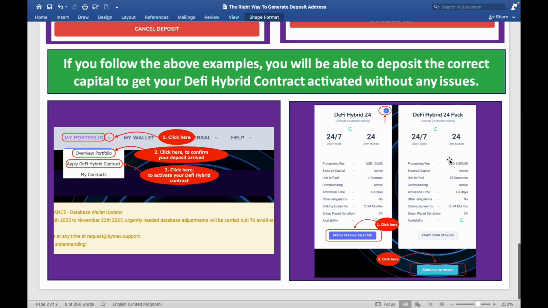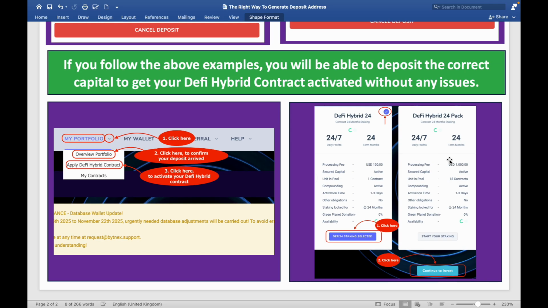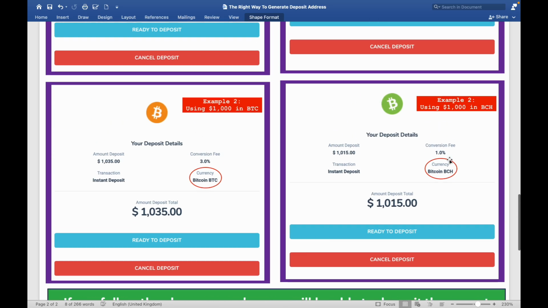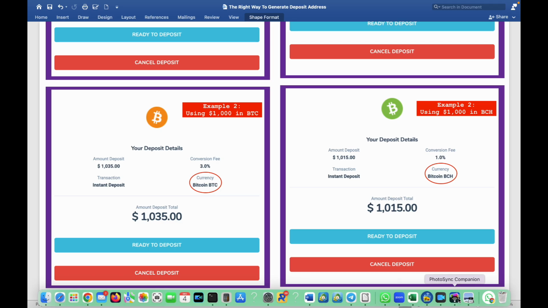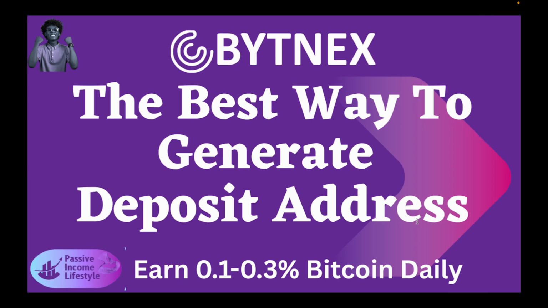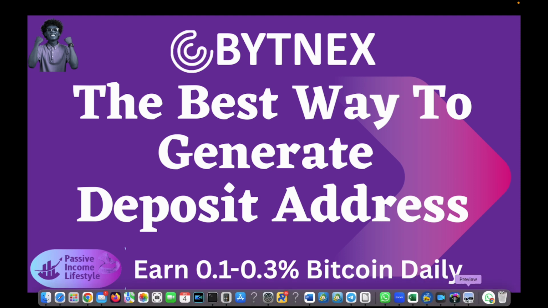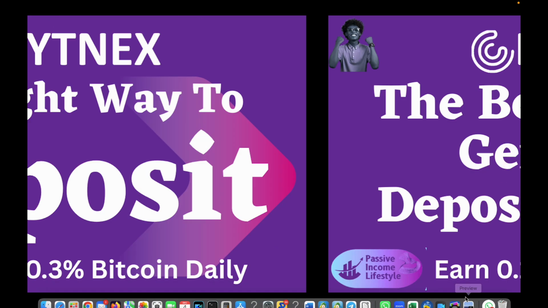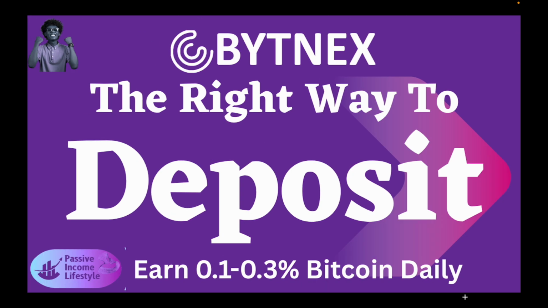So this is it. Thank you guys. I hope this video helps you to know how to generate the correct amount of money to deposit into your Bytnex account. This is the best way to get it done. I've done it many times with my team members and many times for myself. I have 22 contracts as I'm recording this video, and I wish to be purchasing more contracts in the future.